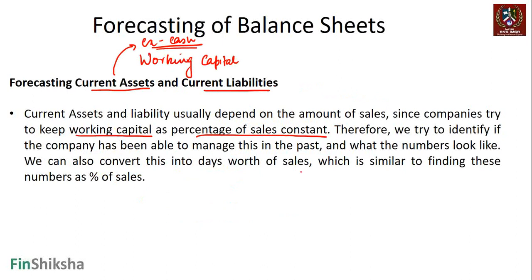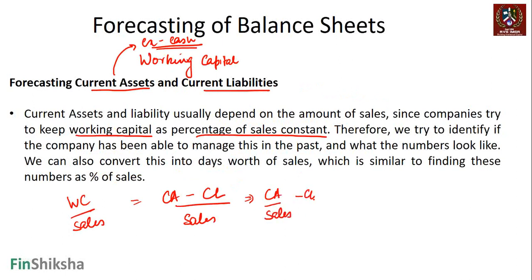We've already read about working capital, and we say that companies try to keep working capital stable as a percentage of sales. So we are saying working capital by sales is stable, which is equal to current assets minus current liabilities by sales, which means current assets by sales minus current liability by sales. The company tries to keep it stable. So we need to find out current assets divided by sales or current liabilities divided by sales. We can find it out in terms of percentage of sales.